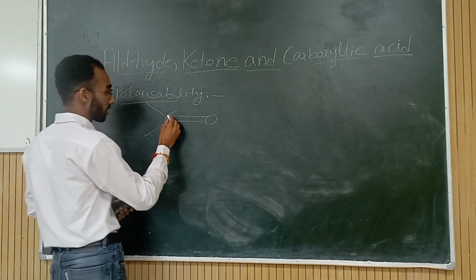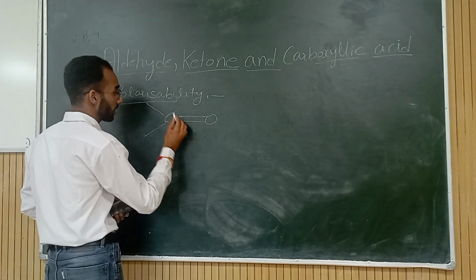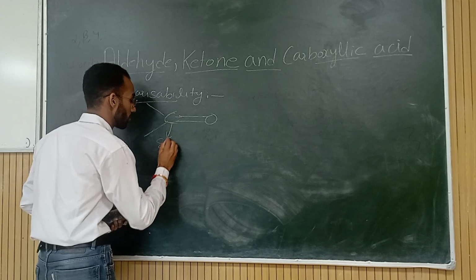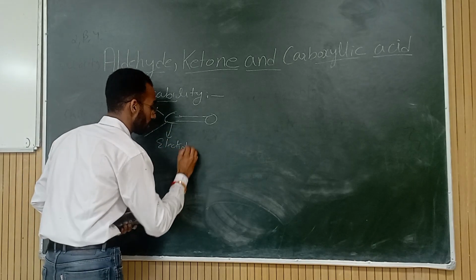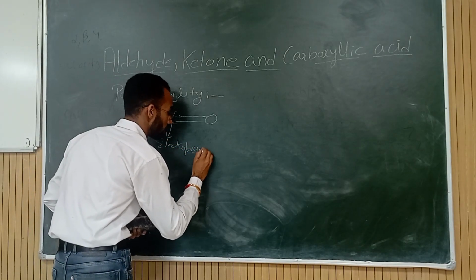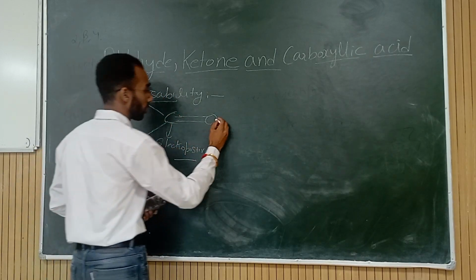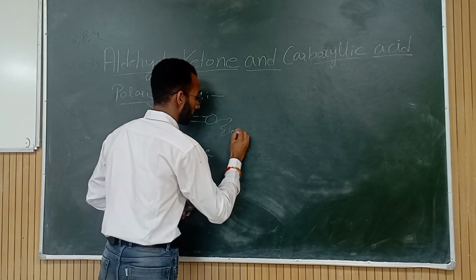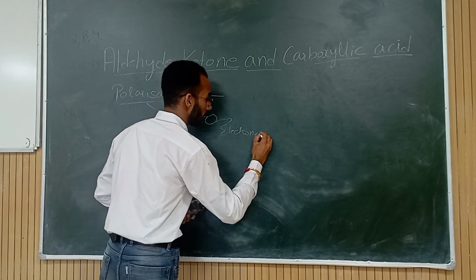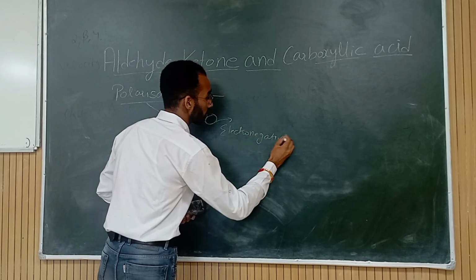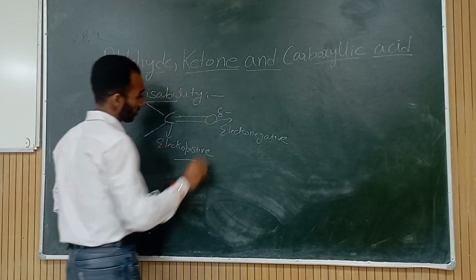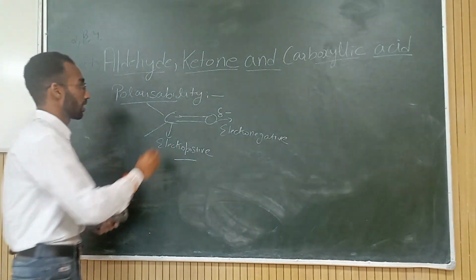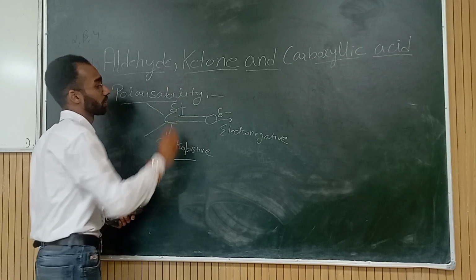How is it highly polarizable? This carbon is electropositive with respect to this oxygen, and this oxygen is obviously electronegative. So it contains delta negative charge, meaning partial negative charge, and the carbon contains partial positive charge.